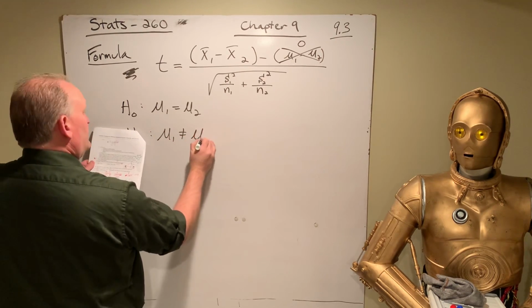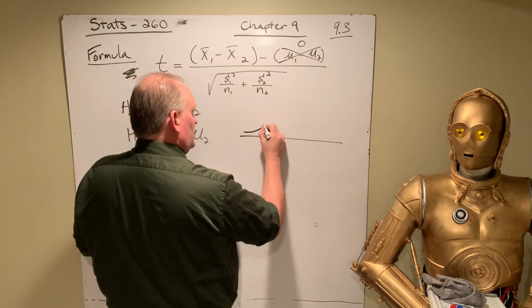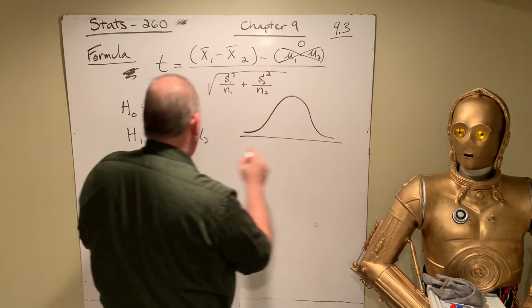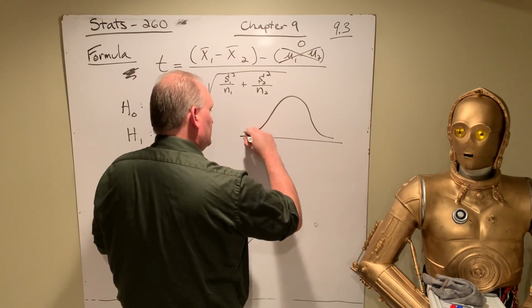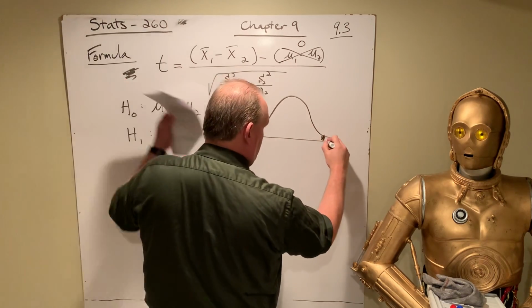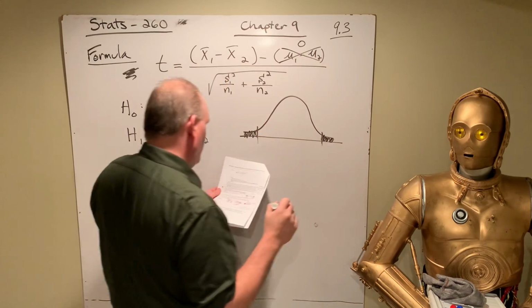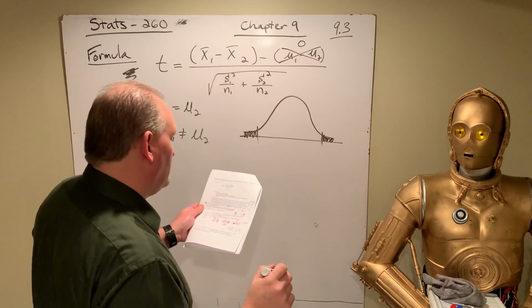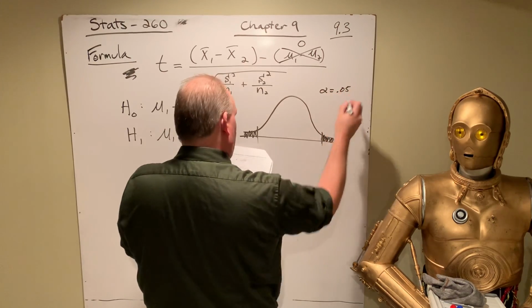So again, this is a two-tailed test, just like on the first problem, because it's not equal to. Since it's not equal to, it's a two-tailed test. And this time we'll take a look at the chart. I'll show you the chart on the video. And so we want to look up T for alpha is 5%.